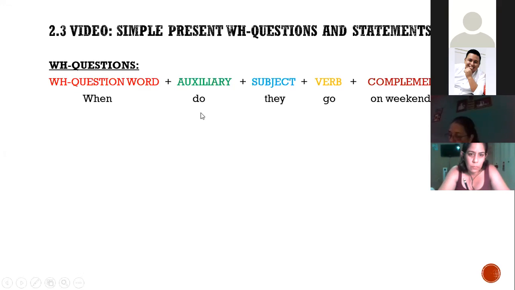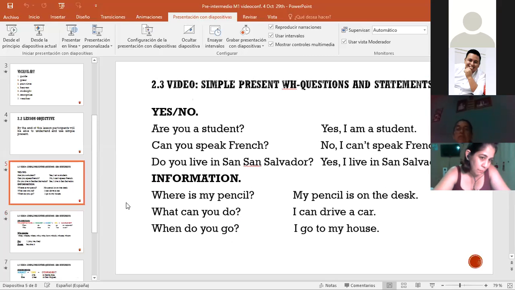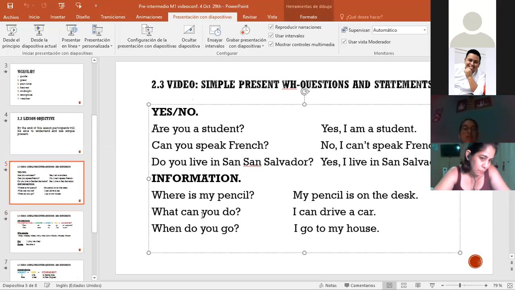Okay, then we have the auxiliary do. That is the auxiliary we use for the simple present. Then we have the subject, in this case, they. The verb go. And the complement, right? So the question is, when do they go? Oh, another mistake, sorry. Just give me a second. Vamos a corregir esos errorcitos, sorry. Vamos a corregirlos acá, yes.